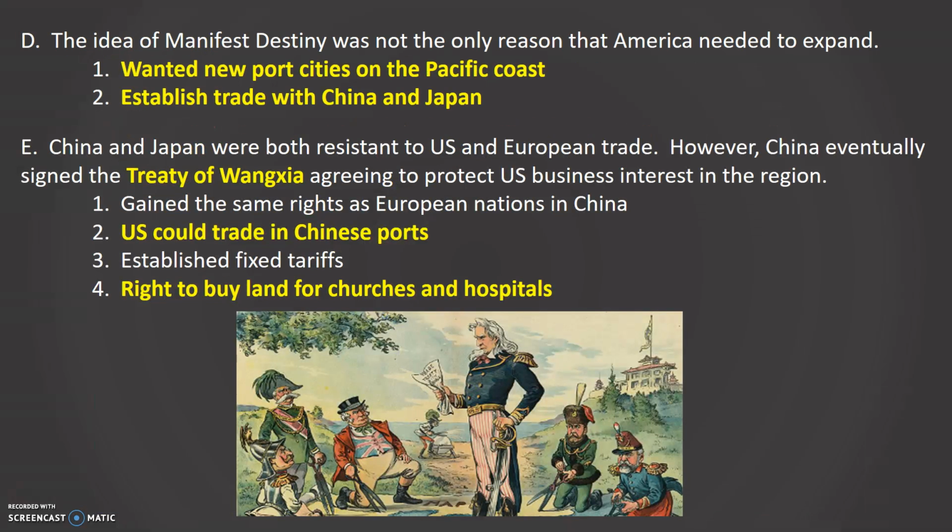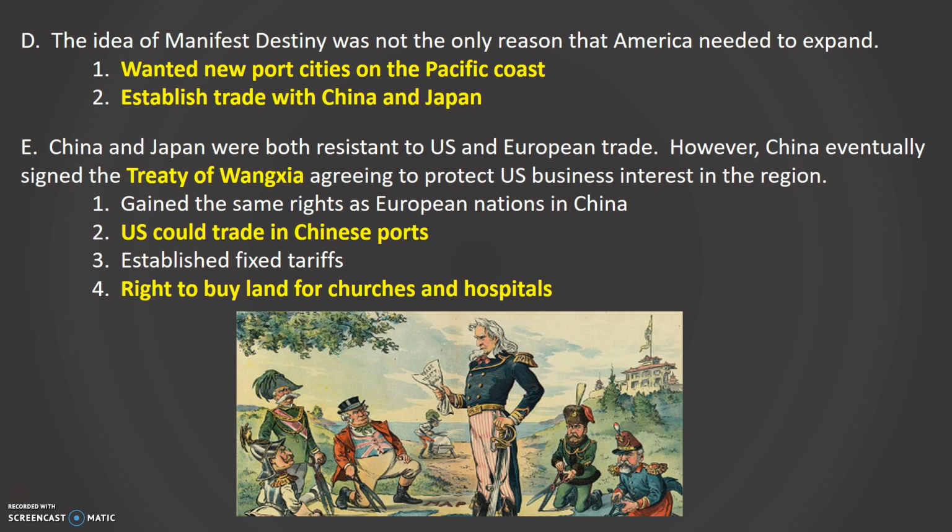The idea of manifest destiny is not the only reason we need to expand. The biggest reason, the only reason anything really truly happens, is going to be economics. We need to increase our trade. We have all these natural resources. We have all the people here for the labor supply. We need to open more markets, and we need to make sure that we have enough jobs to keep our business cycle running, and that means that we need to open new markets and trade.